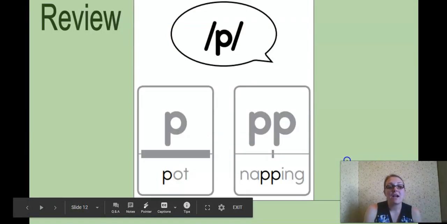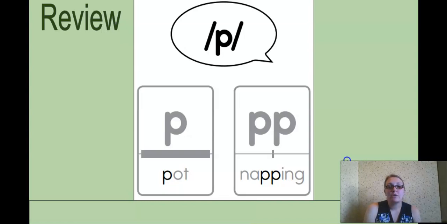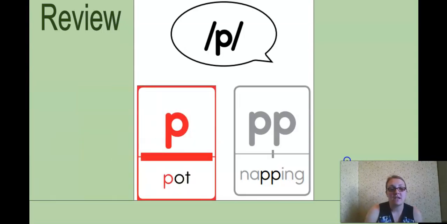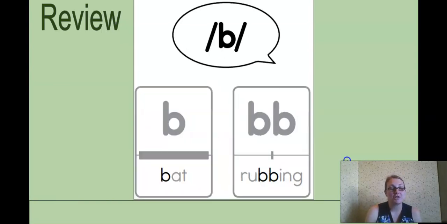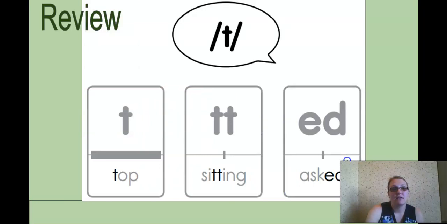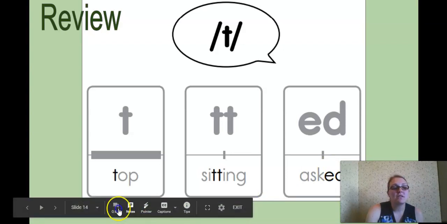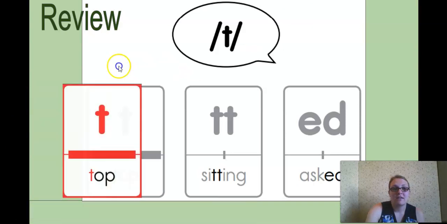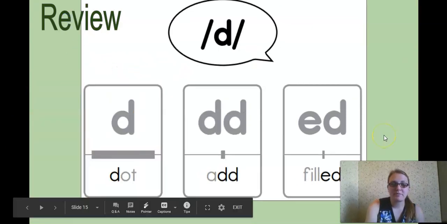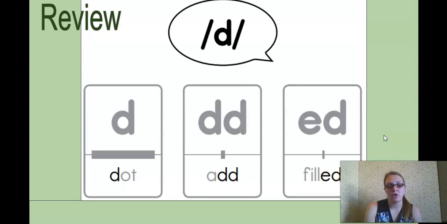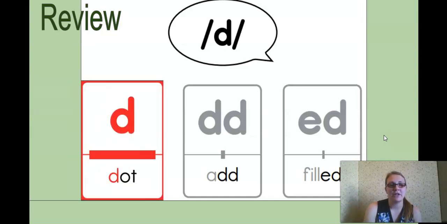All right, our consonant review. For the sound P, we know that most of the time it will be spelled with the letter P. For the letter sound B, we know that most of the time it will be spelled with a single letter B. For the consonant sound T, we know that most of the time it will be spelled with the letter T. Okay, for the letter sound D, we know that the most common spelling is the single letter D.